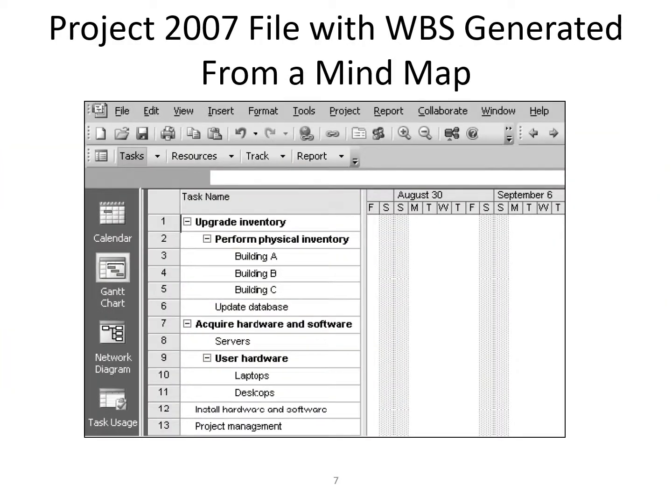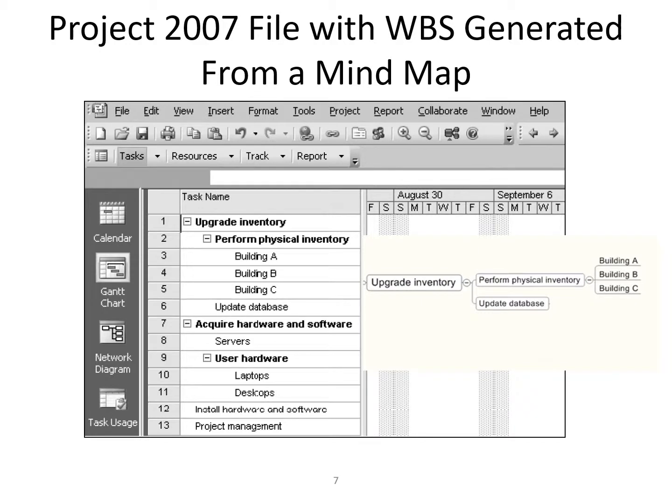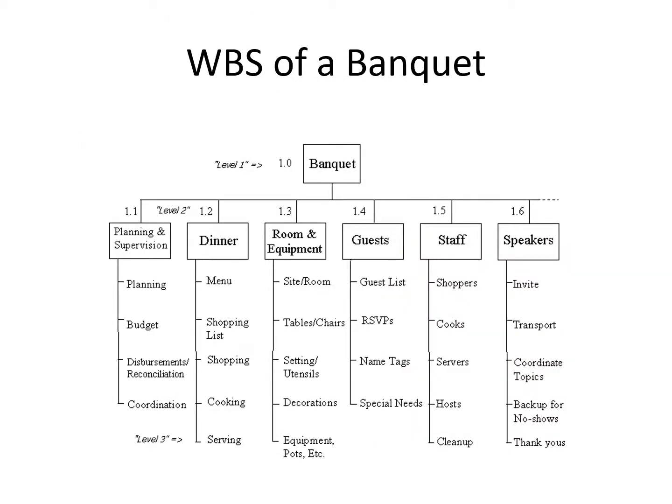Here is a work breakdown structure generated from the mind map of the previous slide. Here is an example of a work breakdown structure using the top-down approach of a banquet. You will notice it only goes to 3 levels. There are 6 major pieces of work. Under each of these are particular work packages. There would be a level 4 for each of these when you need to have that kind of detail for each particular task.